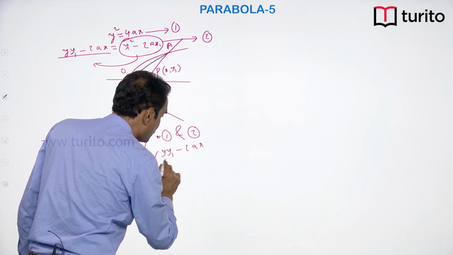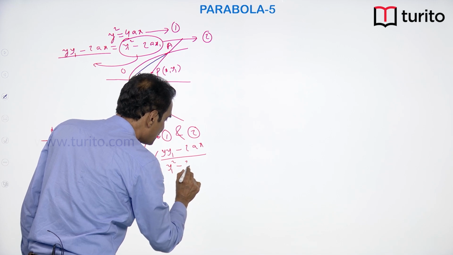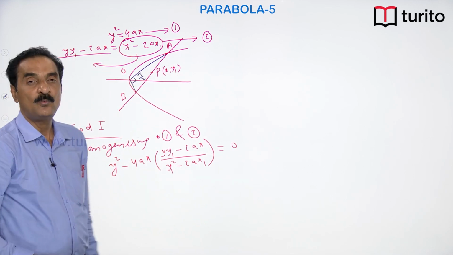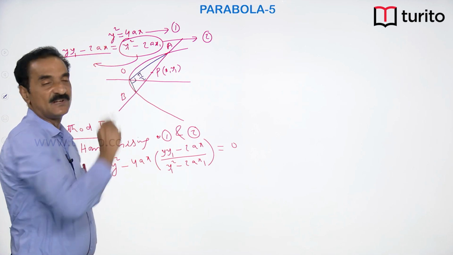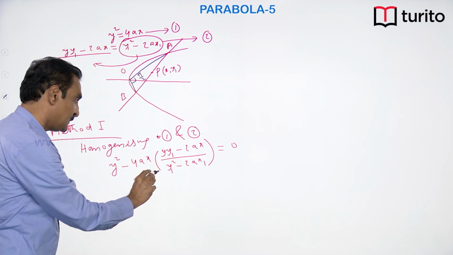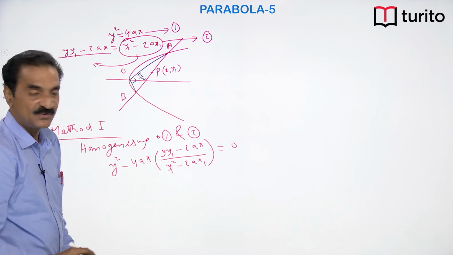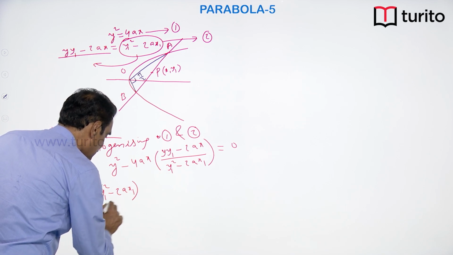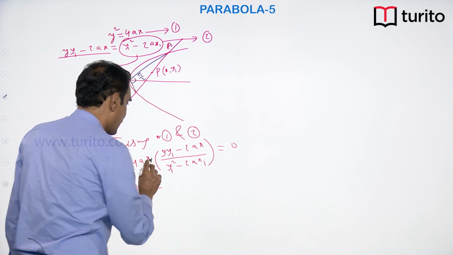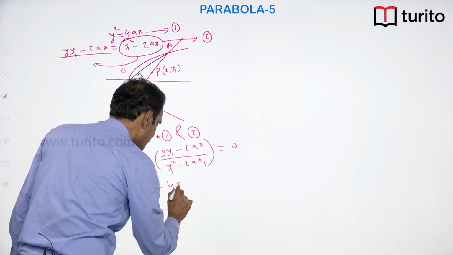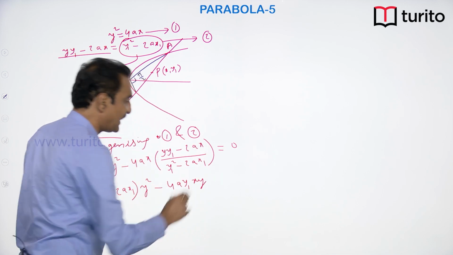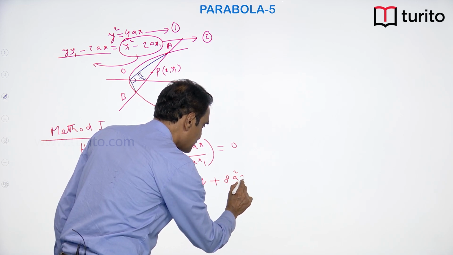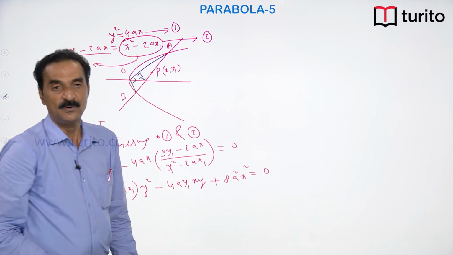minus 2ax by y1 square minus 2ax1. This is called homogenization of this curve and this line. Now, simplify it. Multiplying by y1 square minus 2ax1, this into y square minus, multiply these two, 4a y1 into xy plus 8a square x square is equal to 0.